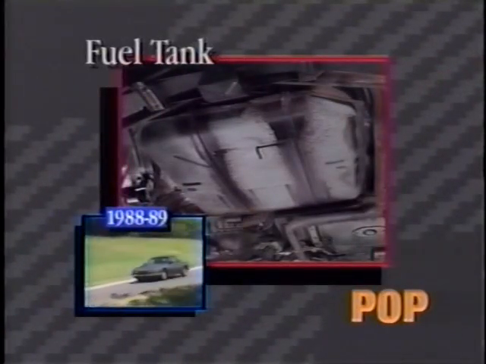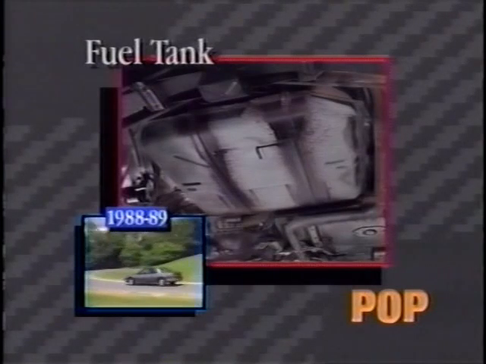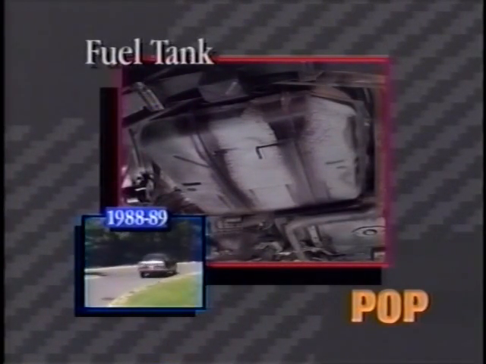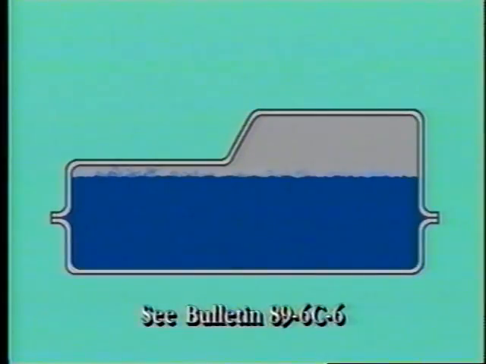Some owners of 1988 and 89 models may complain of a fuel tank oil canning or popping noise. This noise is the result of expansion and contraction of the tank. The movement is due to normal internal pressure produced by the fuel system as the engine is running. The oil canning condition may be resolved by installing a current design tank. The newer tank has additional ribbing on the top and bottom surfaces to limit expansion.